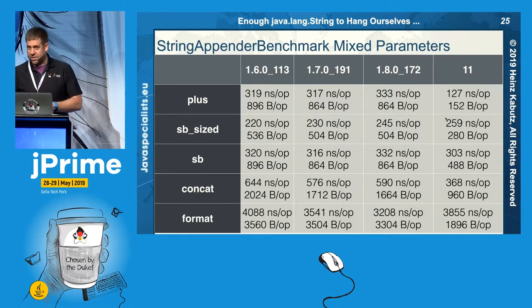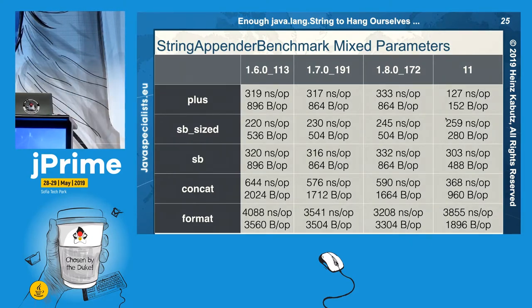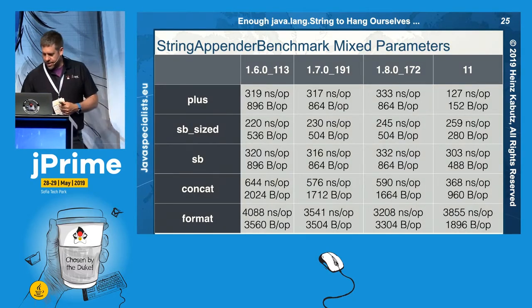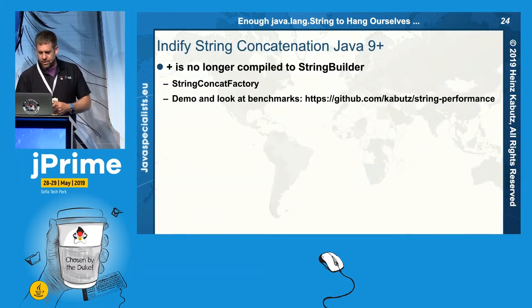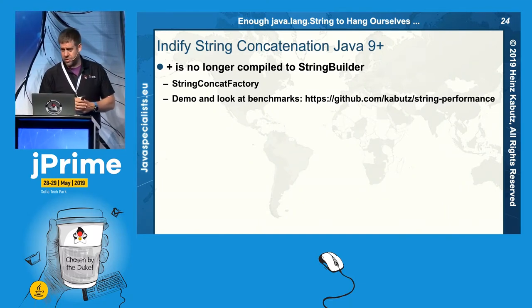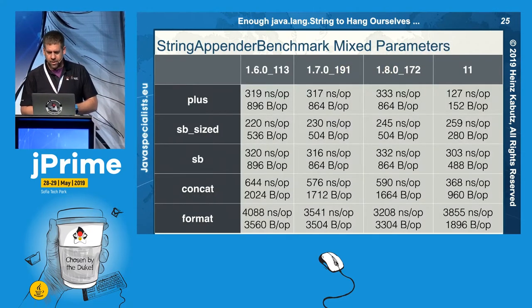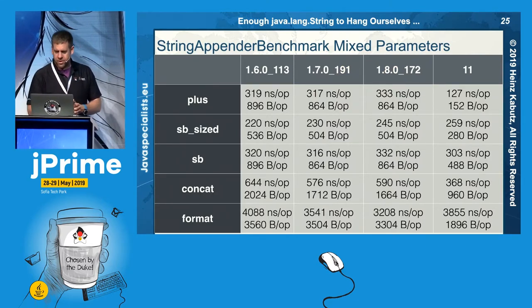No, it's a good question. We spent a lot of time running these benchmarks, and they're all available at github.com/kabutz, which has string performance. It's with JMH, so you're welcome to try it out yourself and see if there's any mistake with our benchmark. Yeah, thanks. Will do. I appreciate that. Some of these results are puzzling.